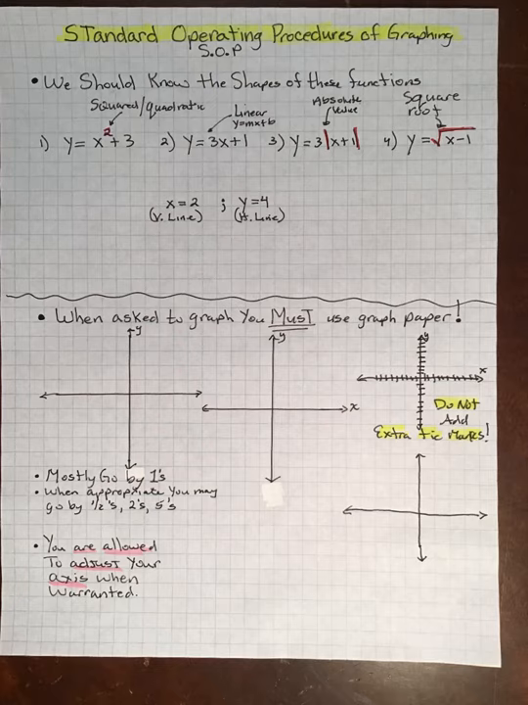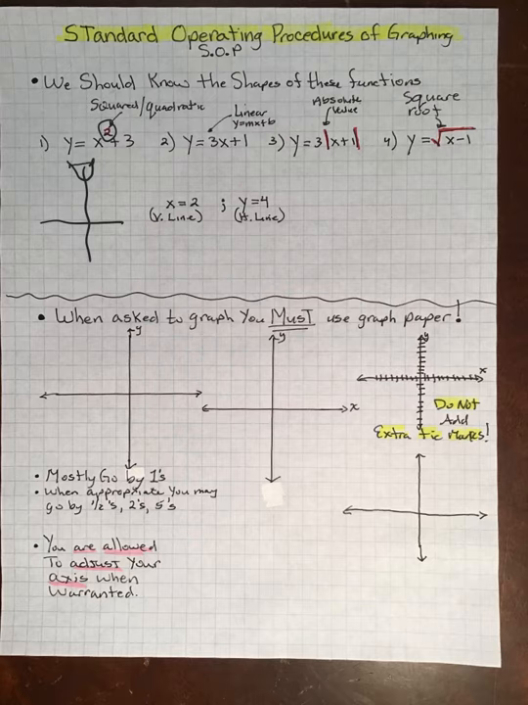Okay, so today we're going over the standard operating procedures of graphing, the SOPs, the do's and don'ts of graphing parabolas. So far we have learned different functions, and we should start to recognize the different functions. We should know that if something is squared, it's going to give you a parabola. It's a little shaky, and so this would be a parabola pointing up.